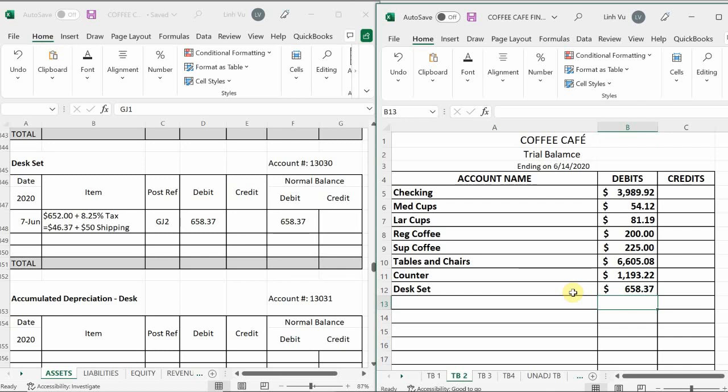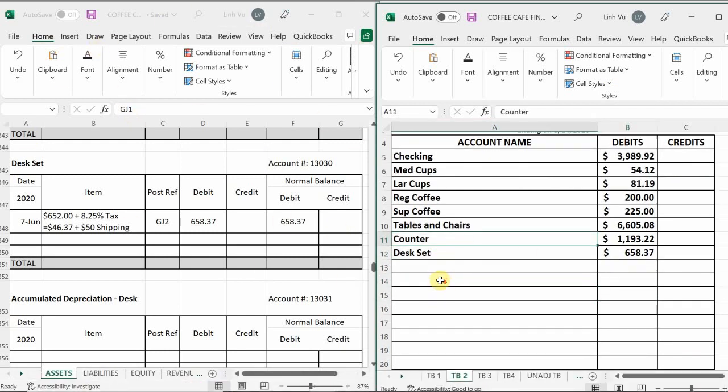Okay, but in this case, you're going to notice that you're putting in information that you've already previously recorded in your previous trial balance. Yes, that's the purpose, right? You're constantly going over all your numbers over and over again. Okay, so that's the first one.